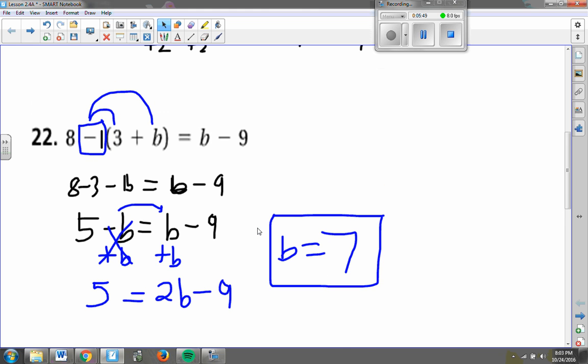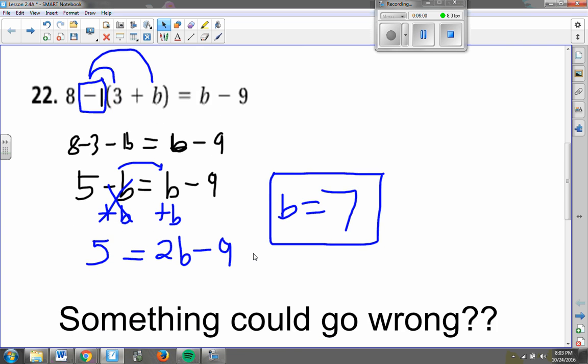Before we end this video, however, we have to talk about something that could possibly go wrong while we are solving these equations with variables on both sides, okay?